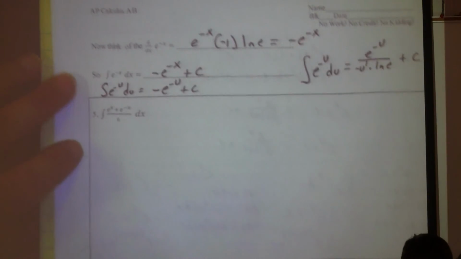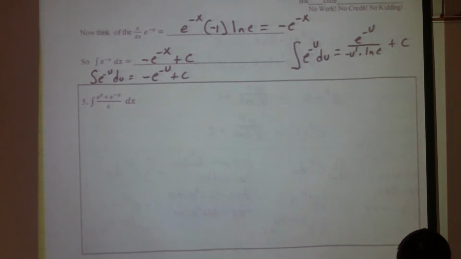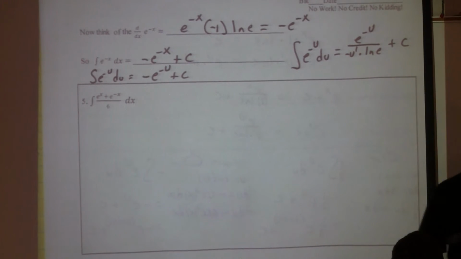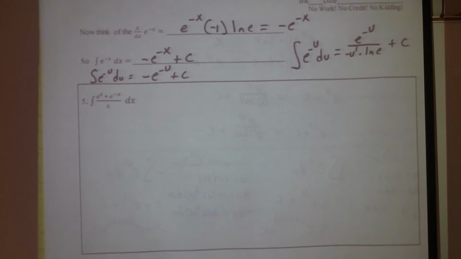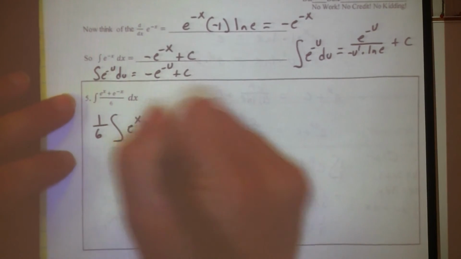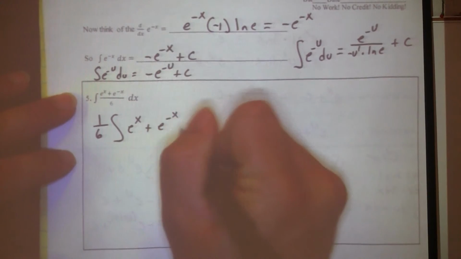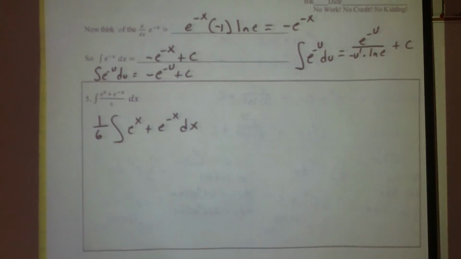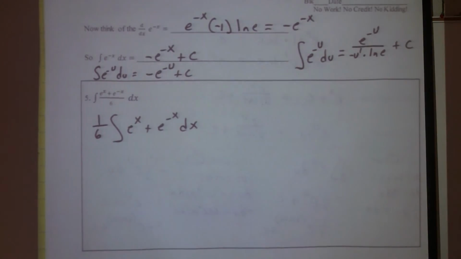So let's try this example down here. Okay, it looks really complicated because it's a fraction. How can I make it easier? What can we take out? The 1 over 6? So if I take out a 1 over 6, now I just have e to the x plus e to the negative x dx. And should we be able to integrate those two really quickly without having to do u sub here? Yes, because I should know the integrals of both of those.